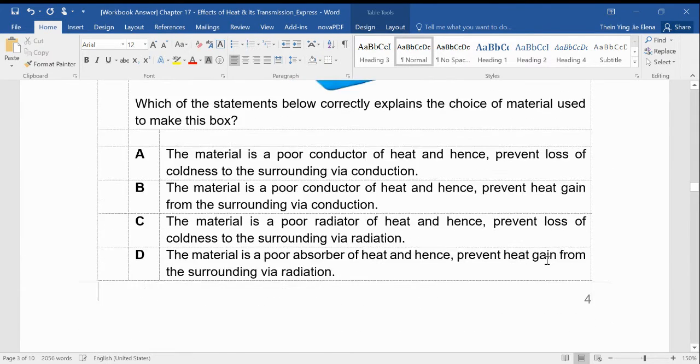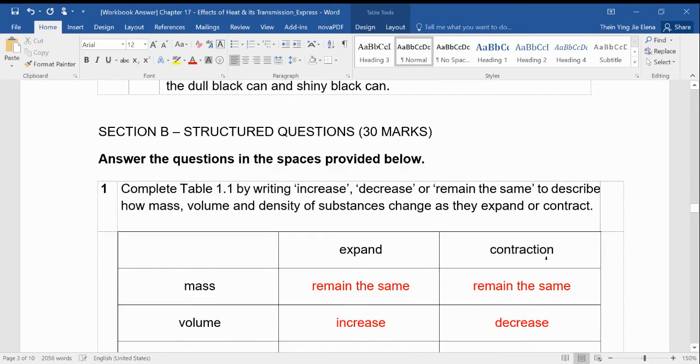Let me move on to section B. If you still have questions, you can just message me, okay?